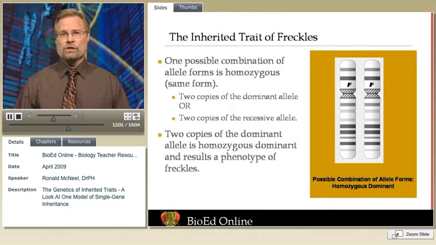One possible combination of allele forms for a gene is homozygous, meaning both allele forms are the same. The homozygous genotype combination would possess either two copies of the dominant allele or two copies of the recessive allele. If the offspring have two copies of the dominant allele, they are homozygous dominant and will express the dominant trait. In our example, this homozygous combination would be represented by two uppercase Fs and result in a phenotype of freckles.